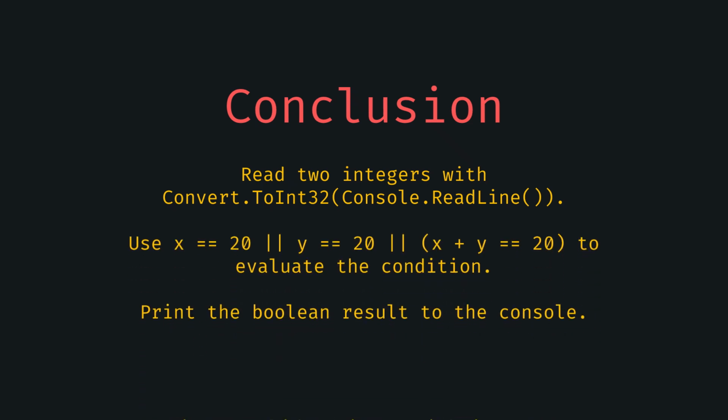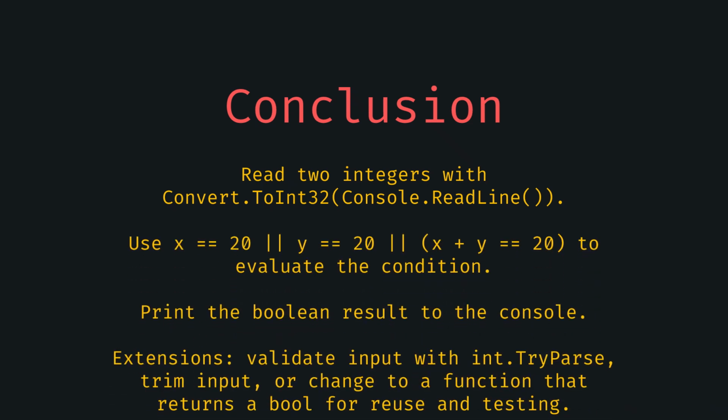To wrap up, this small program demonstrates a clear, idiomatic way to check multiple related conditions in C#. For production code, prefer int.TryParse to handle invalid input gracefully, and consider wrapping the logic into a reusable method that returns bool so you can unit test it easily. Great job! Try modifying it to other target sums or require exactly one value to be 20.